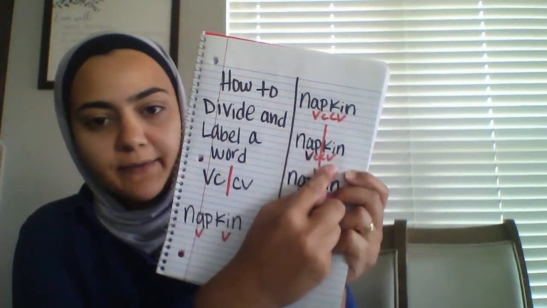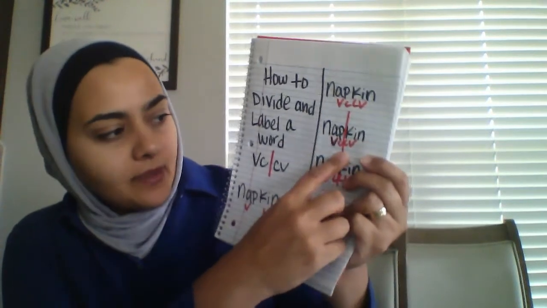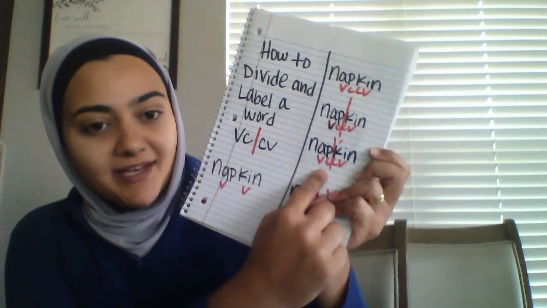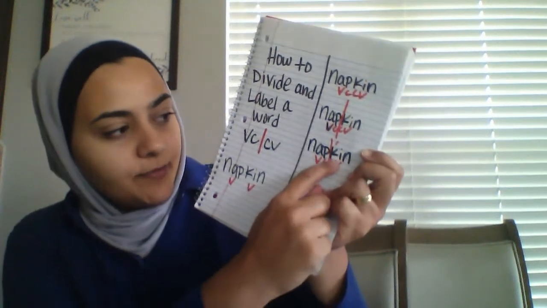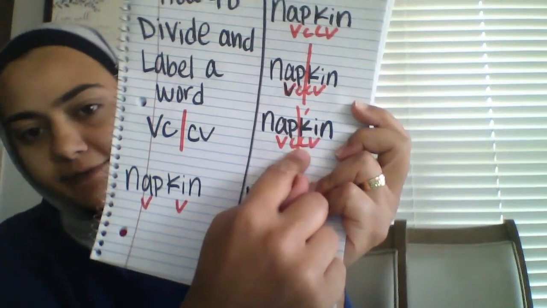So the third step is, okay, where do I put the line? The division line goes between the two C's, just like that. Okay, what's the next step? All right, where do we put the accent? Nap or kin? Nap, kin. You put it on the second part of the word because it's stronger. So it should look like that, okay?